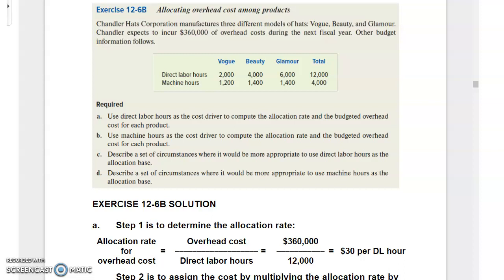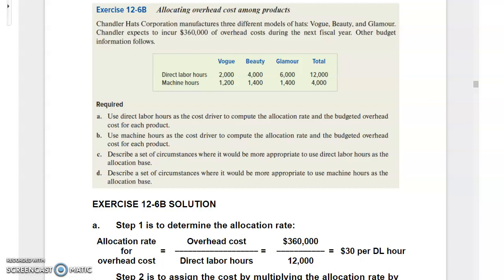Hello. Today we're going to talk about how to allocate overhead costs among products using a predetermined overhead rate. Predetermined overhead rates are very common. It allows a company to estimate how much overhead is going to be applied to each product at the beginning of the year rather than waiting for actual costs at the end of the year.